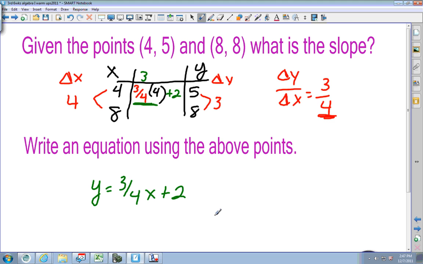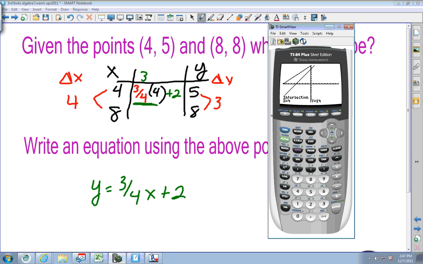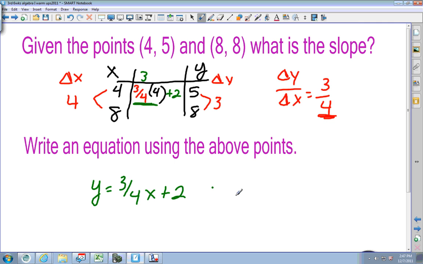To check it, you would go in the calculator, go to y equals, and in y1, let's put in there 3/4, 3 divide 4, x plus 2. Whoops, where is it? Plus 2. Second graph. And look and see if these points are in there. Do you see 4, 5? Yes, I do. And 8, 8? Yes, I do. That means I got it correct.